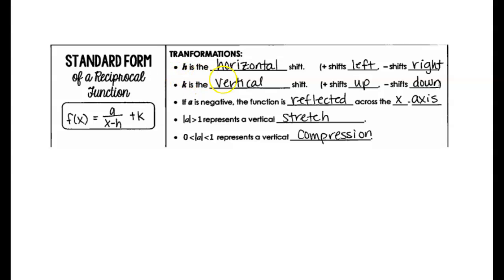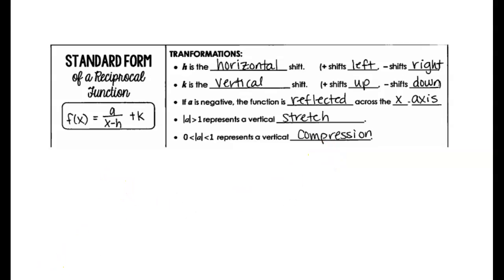Now, our change in the h is going to determine where our vertical asymptote is, which makes sense because we're talking about when x is undefined, right? The domain is undefined. Our change in the k, we can look and see where our horizontal asymptote is. Now, if a is negative, the function is going to be reflected across the x-axis. And if a is greater than 1, we'll have a vertical stretch, and if a is between 0 and 1, we'll have a vertical compression.